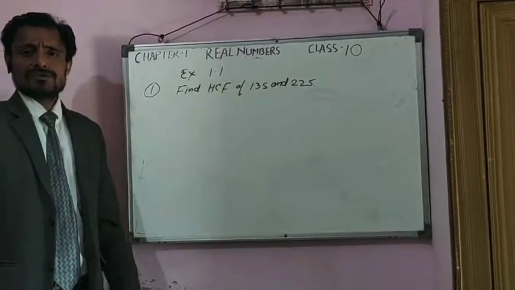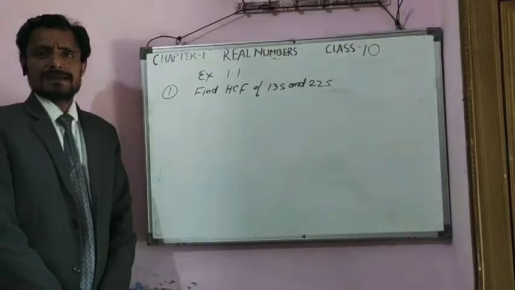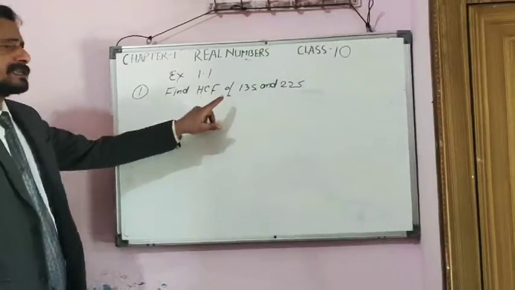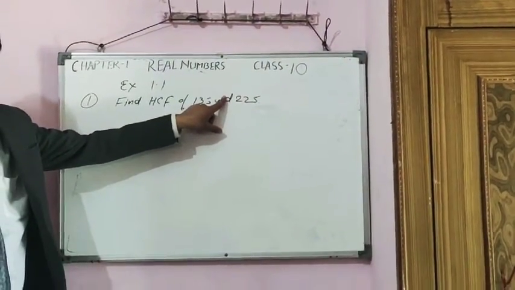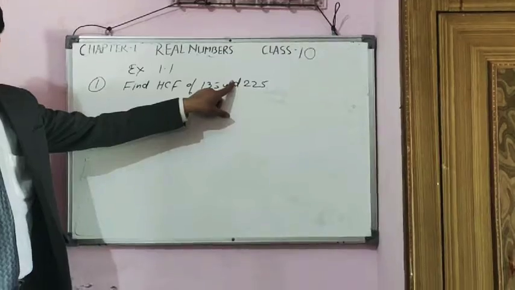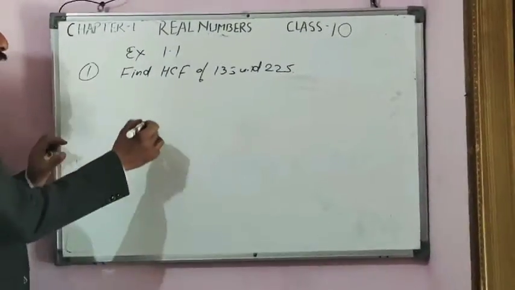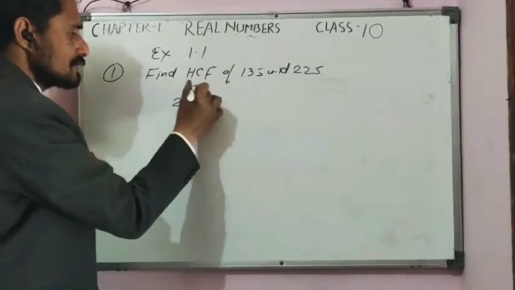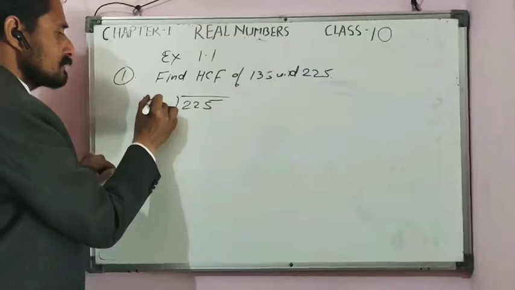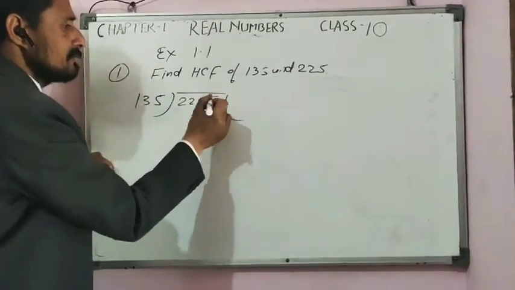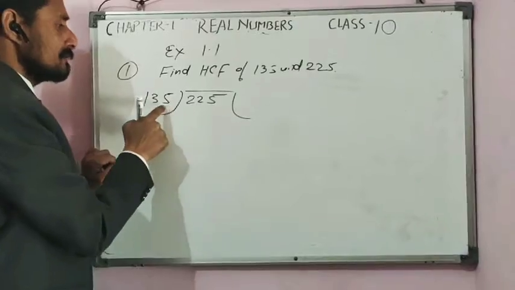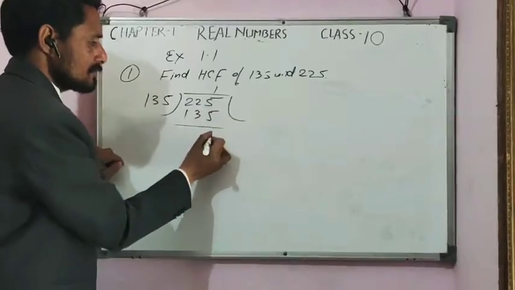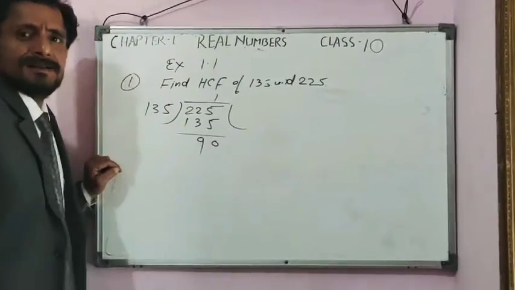Now students, we are on the textbook exercise of class 10th maths. The first question is: find the HCF of 135 and 225 by using the Euclid division algorithm. So we can solve it as follows. The greater of the two numbers is 225, which is the dividend, and the divisor is 135. So 225 is divided by 135 one time. It is 135. Subtract these numbers, and we have the remainder 90.